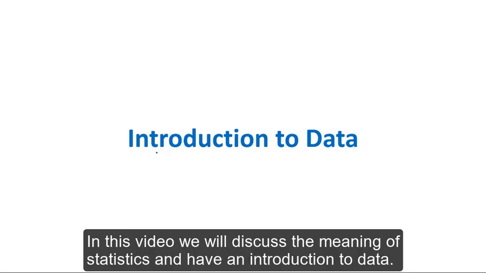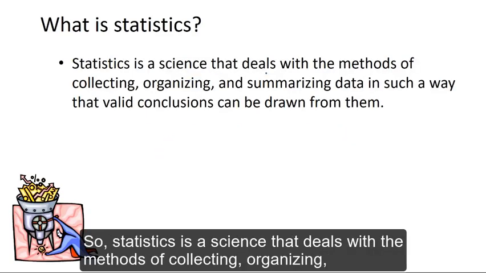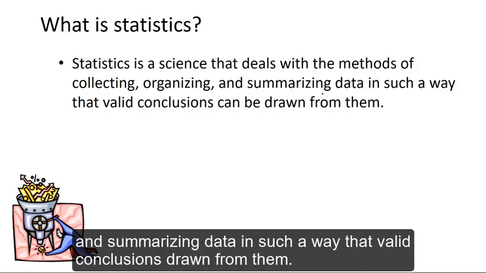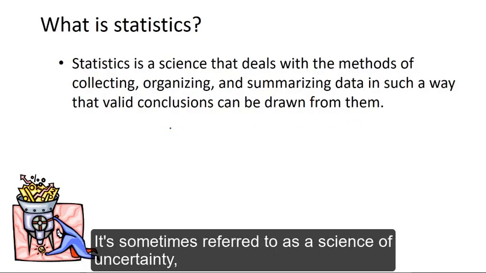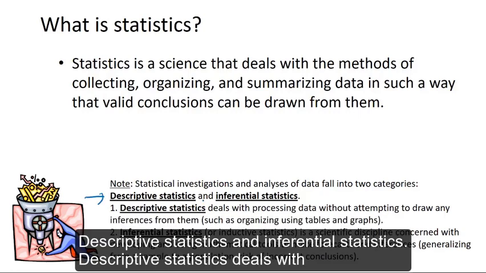In this video, we will discuss the meaning of statistics and have an introduction to data. So, statistics is a science that deals with the methods of collecting, organizing, and summarizing data in a way that valid conclusions can be drawn from them. It's sometimes referred to as a science of uncertainty. And one thing to note is that statistics investigations and analyses fall into two categories: descriptive statistics and inferential statistics.